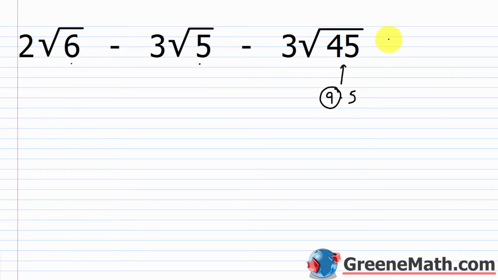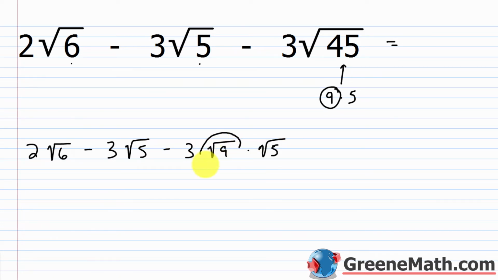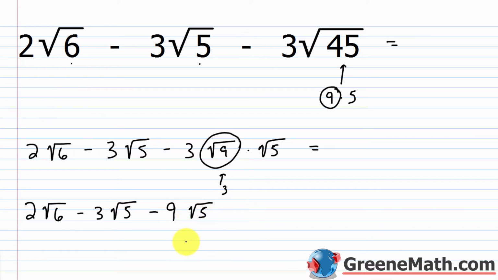So what I can do, we can write 2 times the square root of 6 minus 3 times the square root of 5 minus 3 times the square root of 9 times the square root of 5. The square root of 9 is 3. So you basically have 3 times 3, which is 9. So let's rewrite this as 2 times the square root of 6 minus 3 times the square root of 5, then minus, we said 3 times 3 would give us 9 times the square root of 5. Although I don't have like radicals everywhere, I can combine these, right?